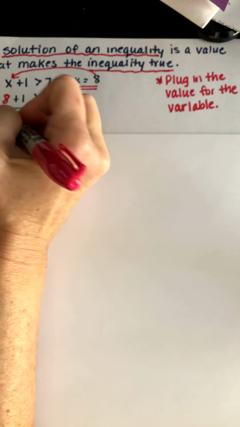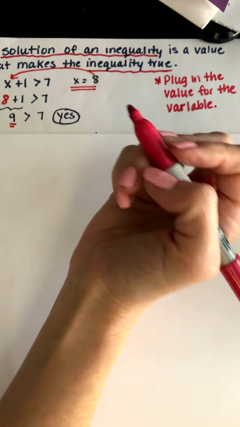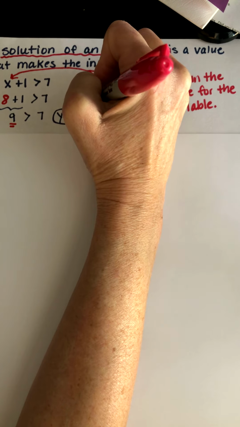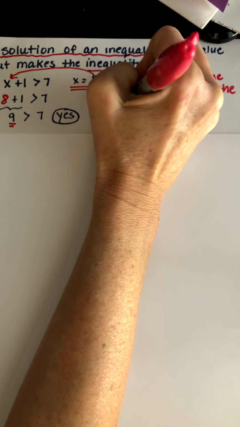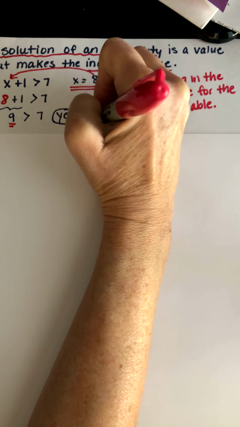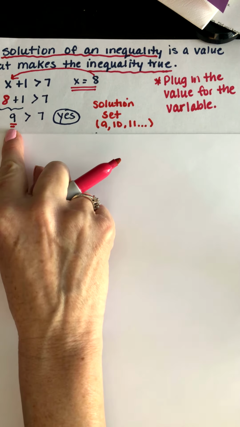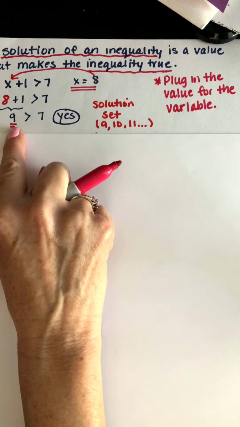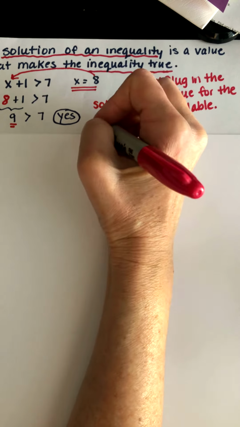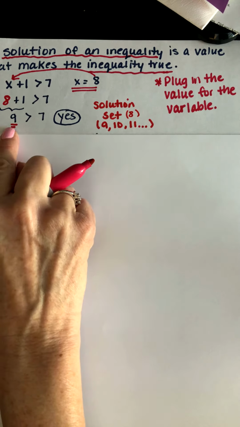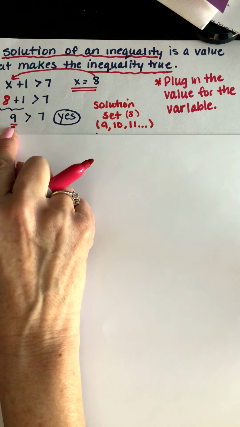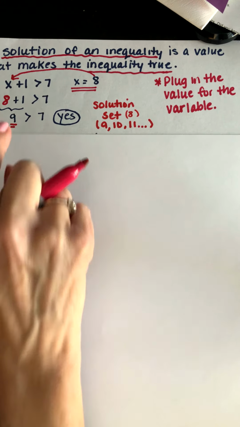Anything greater than 7 is going to be true. Now, any solution, 9 and above, so 9, 10, 11, is going to be called a solution set. So for example, 9, 10, 11, anything bigger than 7, could actually include 8 there. 8 would work. 9, 10, 11, 12, anything here would work.